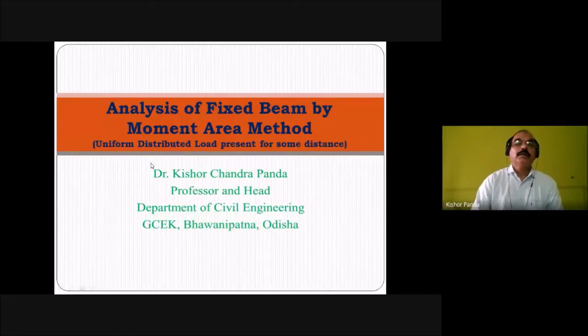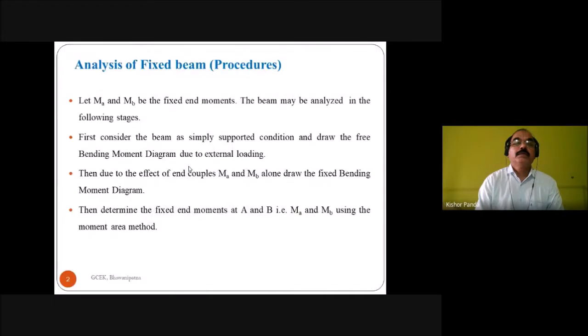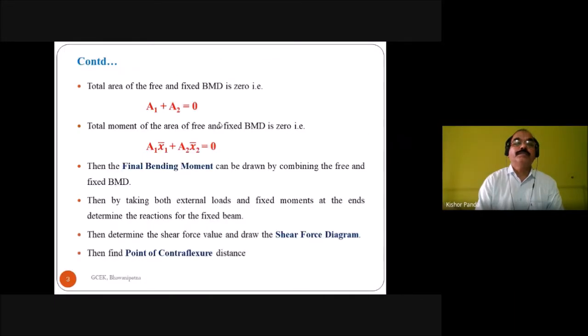Here we'll discuss how to analyze the fixed beam by moment area method when there is a uniformly distributed load for some distance. Already you know how to analyze the fixed beam by moment area method when the uniformly distributed load is present throughout the span. But if the load is present for some distance, then how will we find the moment at both ends? This is the procedure, already you know.